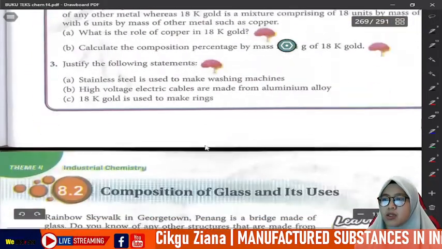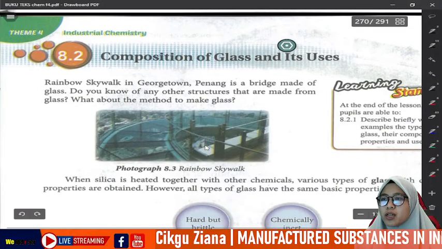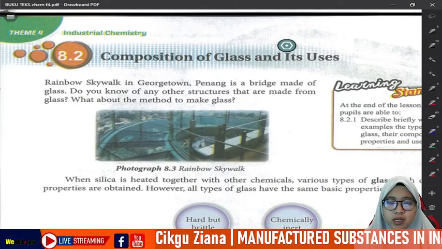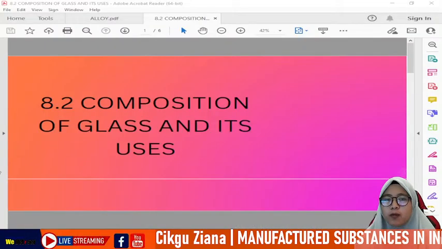Okay. So, we go to the next group, that is the composition of glass and its use. Okay, which group? Okay, 8.2 composition of glass and its use. Okay, Amma and the gang.